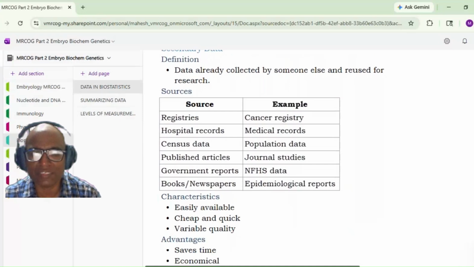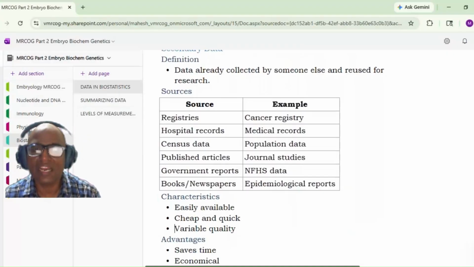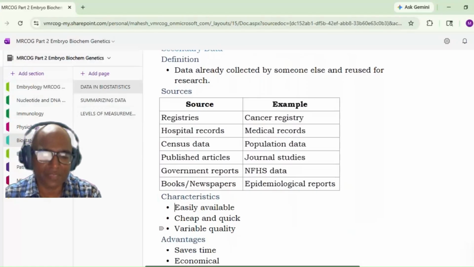Same with hospital records, like medical records, or census data, which is population data. Then there may be published articles like journal studies, government reports such as NFHS data, or books or newspapers that may give epidemiological reports, etc. So all this becomes secondary data.